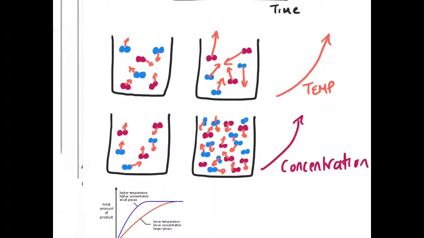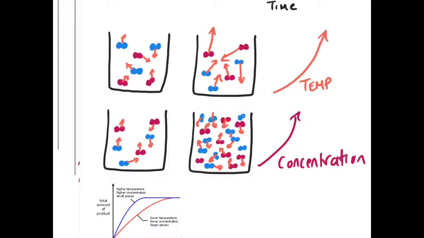The other thing is, if you increase the concentration, what we're saying is there's just more particles in the same space, in the same three-dimensional space. So there's a greater chance that they'll knock into each other, increasing the frequency of successful collisions. So both temperature and concentration, if you increase them, you will get a faster rate of reaction. With concentration, you'll also make more product because you have more reacting molecules in there.